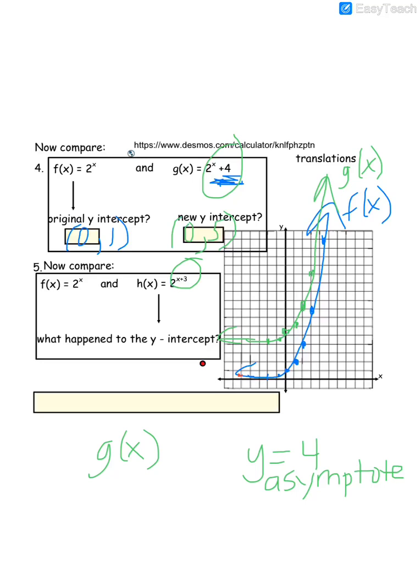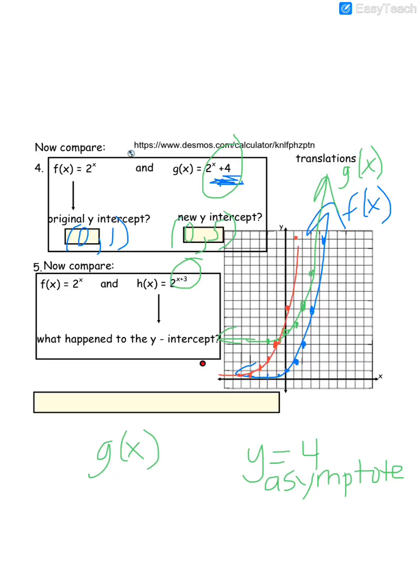-4, 1/2. -3, 1. -2, 2. -1, 4. 0, 8. 1, 16. So I'm going to graph this.